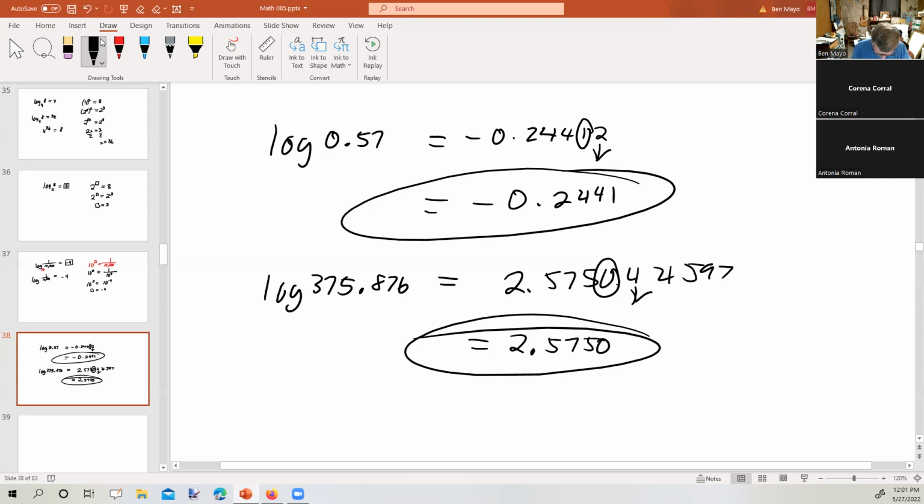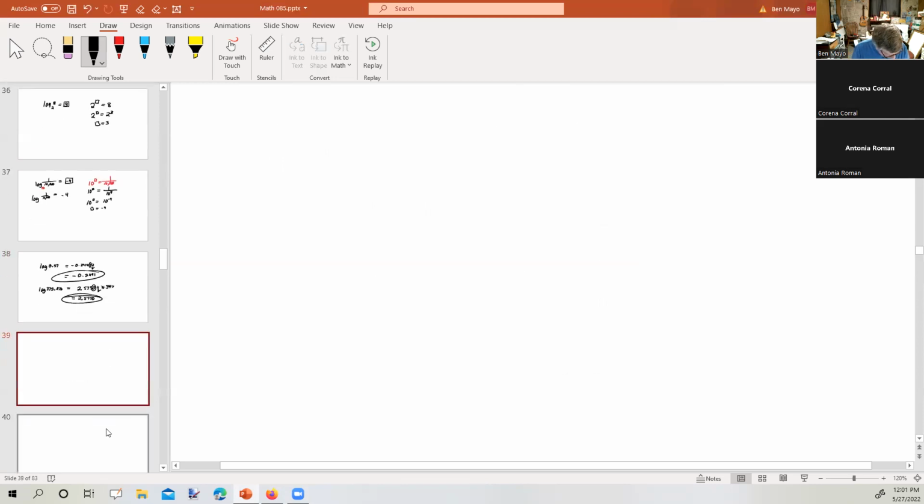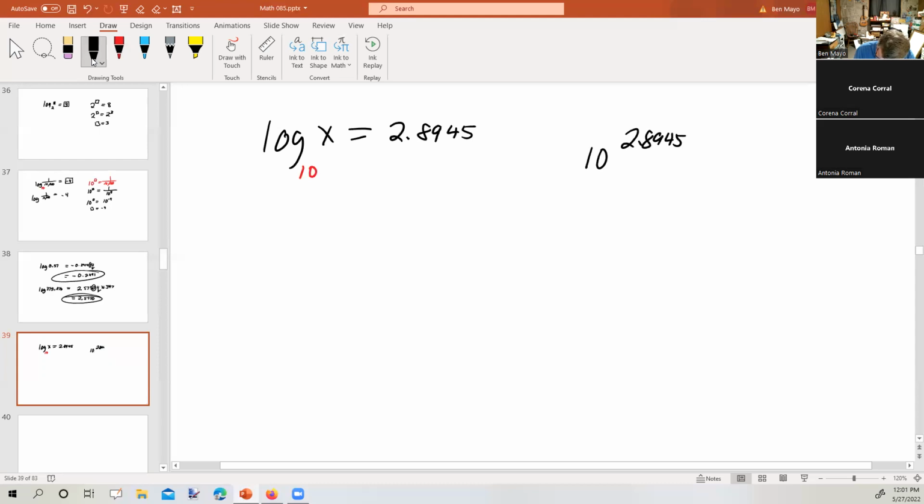All right, now we're going to solve some equations using our calculator. It says log of x equals 2.8945. Use a calculator to solve the equation, round answers to 4 decimal places. So keep in mind, there's an implied base 10 there. So this means that 10 to the 2.8945 power equals x. Well, I can put that into my calculator.